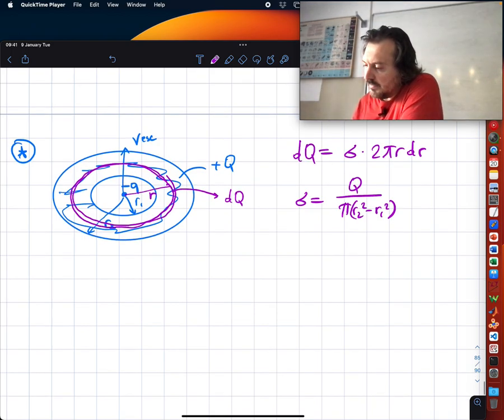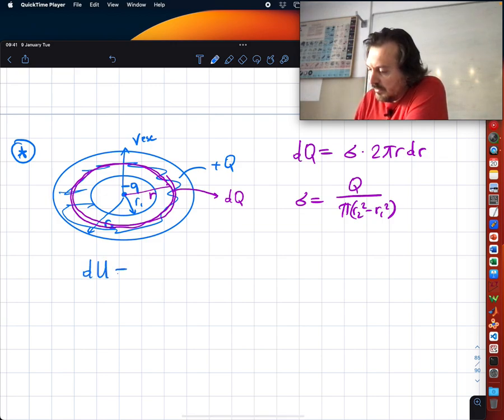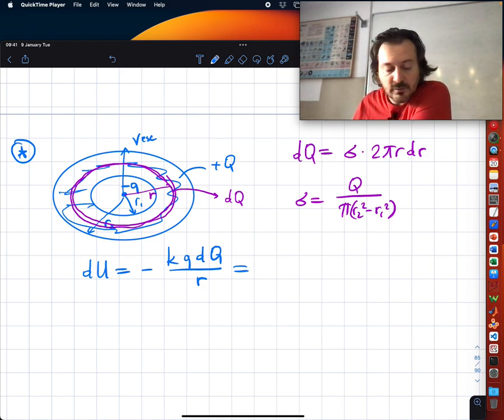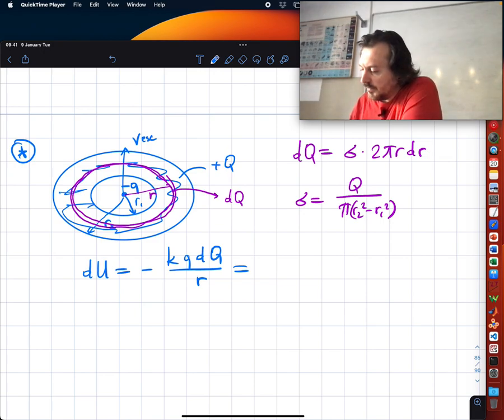Good. Then what is a tiny bit of potential energy here? It's minus k q dq over r, right? Do you agree with this? This potential energy comes from the interaction of this minus q with this dq. This is a point charge inside, and we are throwing it out of the annulus.